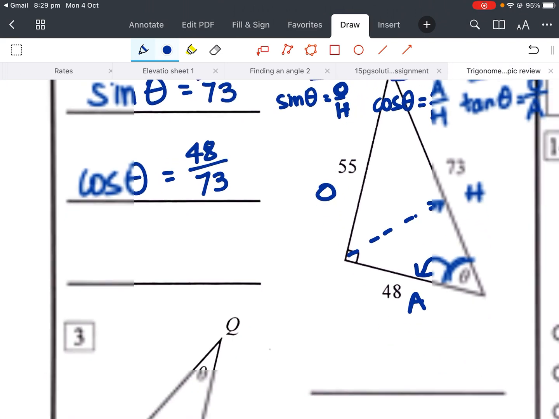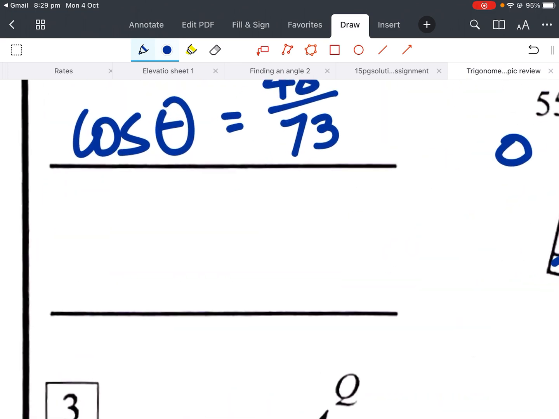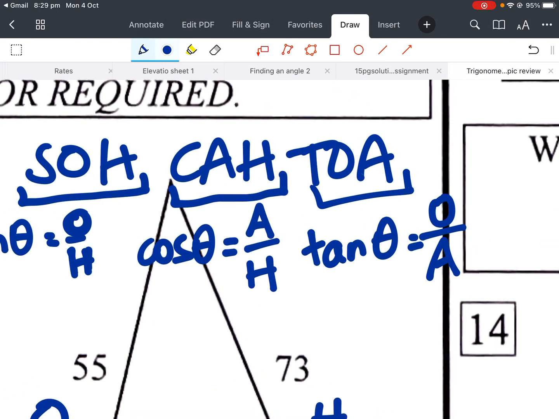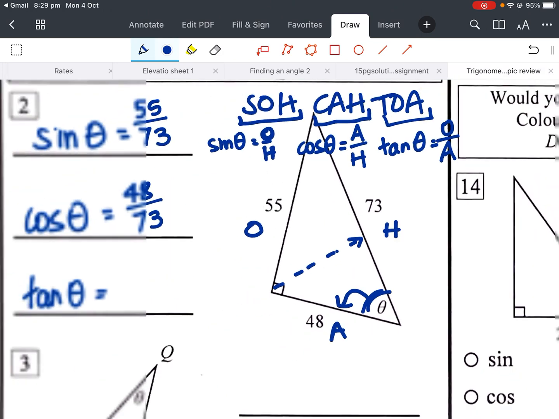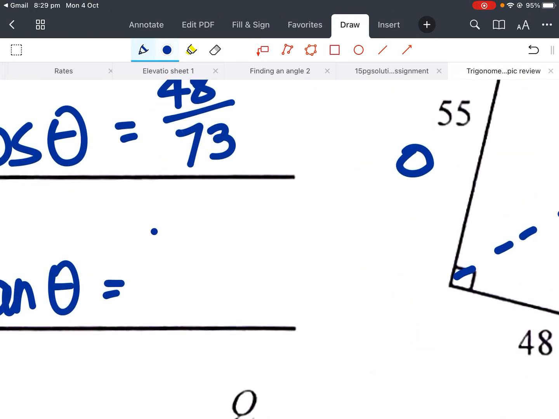Now right now we're just practicing putting it into the fraction form, okay? And tan theta is the last one. That's O over A. O is 55, A is 48, so I do 55, O, on top, 48, A, on the bottom. It's always O over A, okay? Not big number over small number. Just watch out for that. All right, next one.